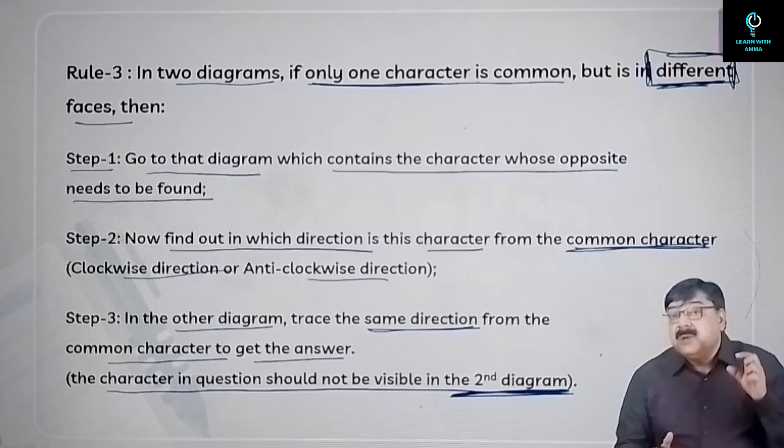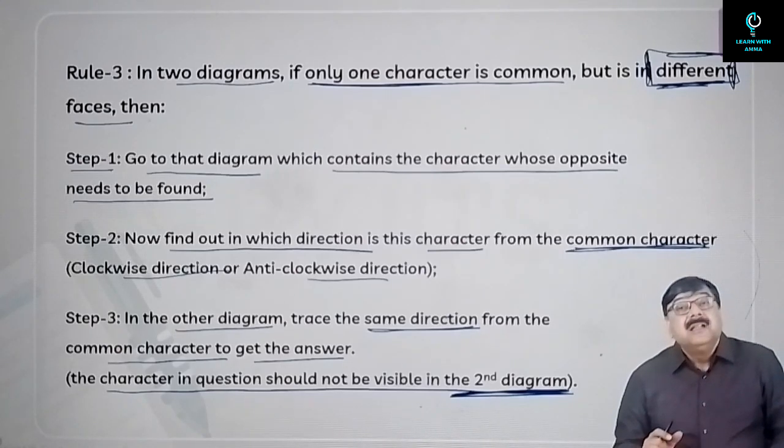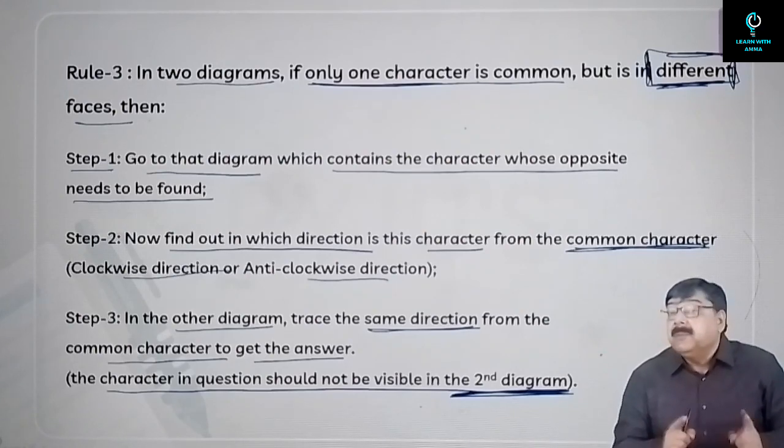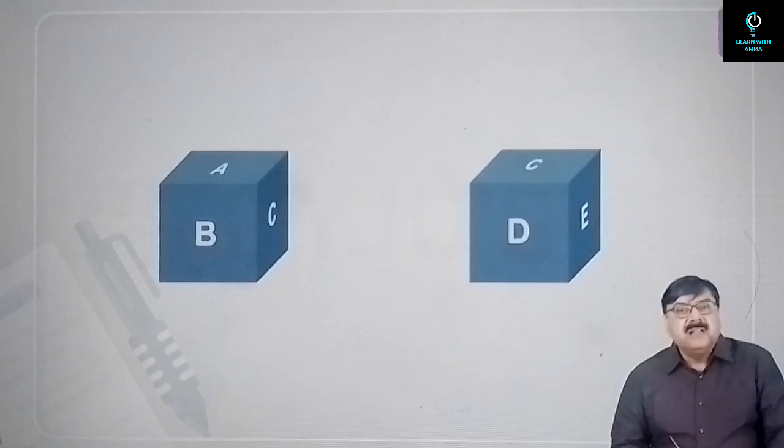In one diagram, number 2 will be visible. In the other diagram, number 2 will not be visible. The number opposite to number 2 will be visible. And then only we will be able to find our answer. So let's solve another question here.